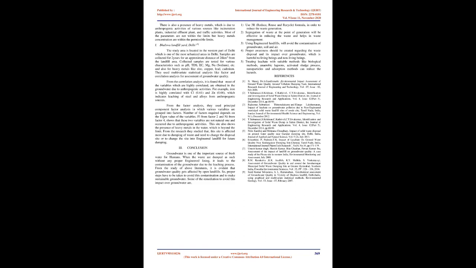They used multivariate statistical analysis like factor and correlation analysis for assessment of groundwater quality. From the correlation analysis, it is found that most of the variables which are highly correlated are obtained in the groundwater due to anthropogenic activities. For example, iron is highly correlated with Cl, 0.61, and Zn, 0.68, which indicates leaching of steel and alloys from anthropogenic sources. From the factor analysis, they used principal component factor analysis in which various variables are grouped into factors.